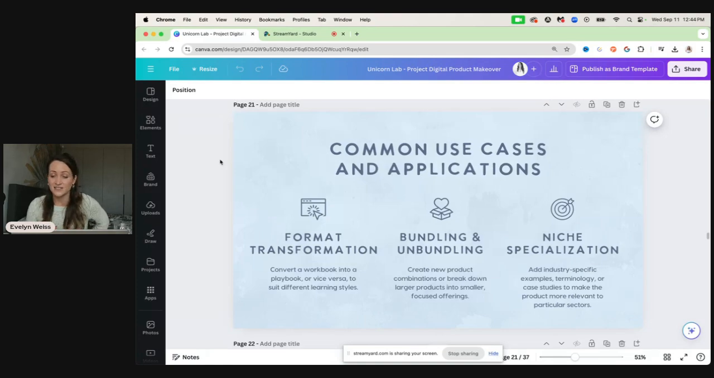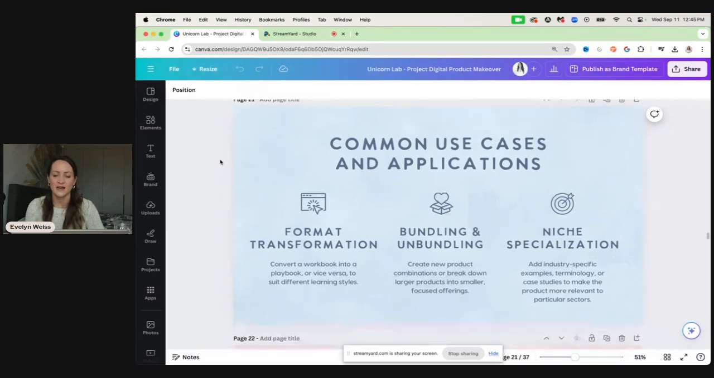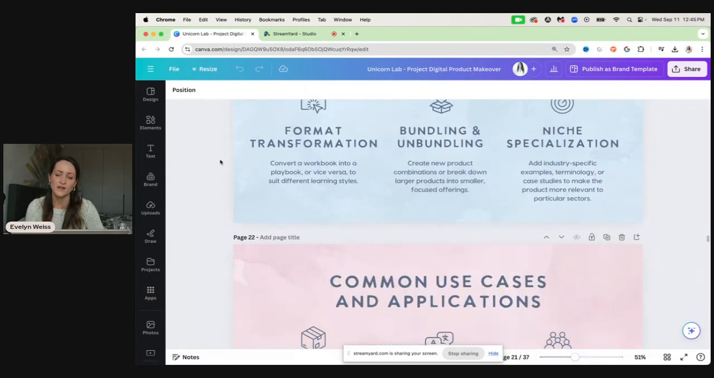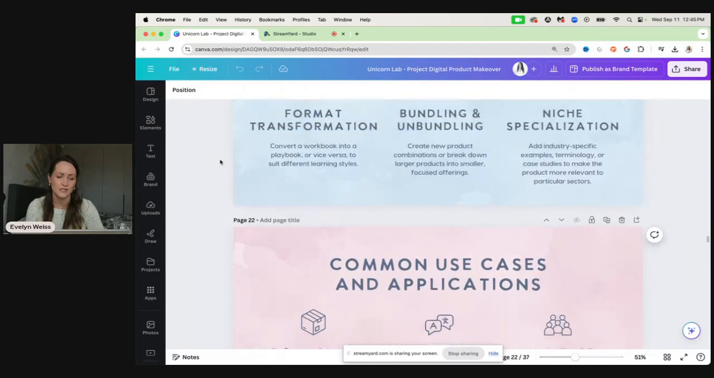Niche specialization: you would want to add industry-specific examples, terminologies, or case studies to make a product more relevant for a particular sector. Think, for example, of our social media planner on Secret Weapon. People absolutely love the base, and they tailor it to everything from e-commerce businesses to realtors to massage businesses, right? And so you can use the same product, but you can just tailor it to a specific industry, and with that, again, make it much more relevant and easier to use.